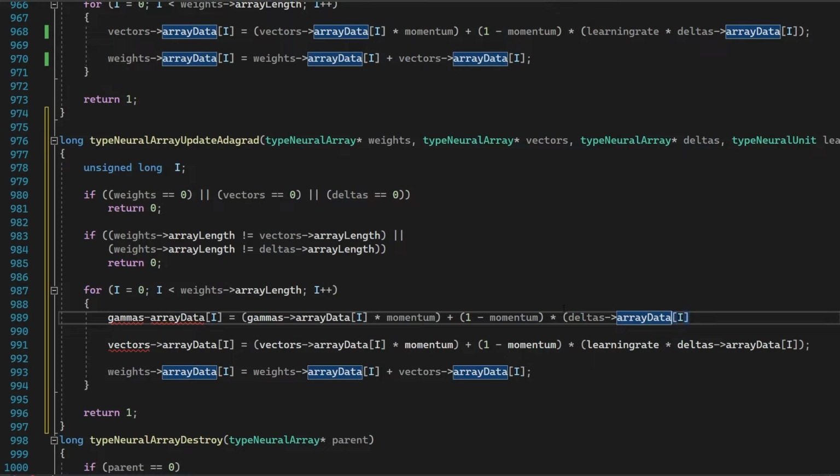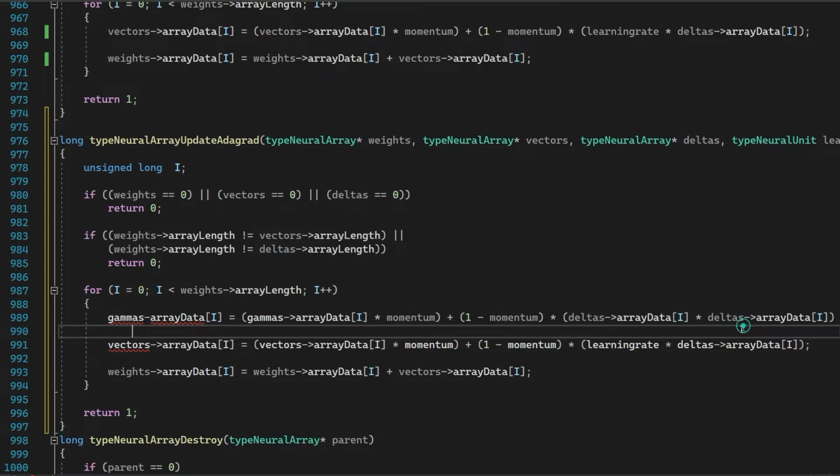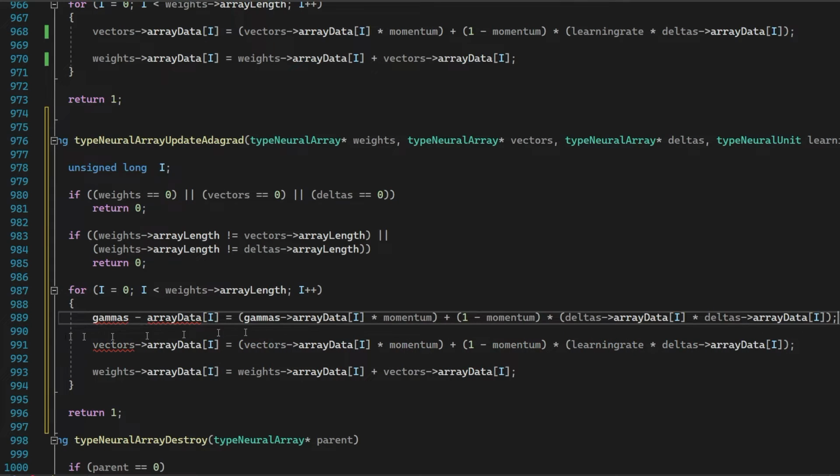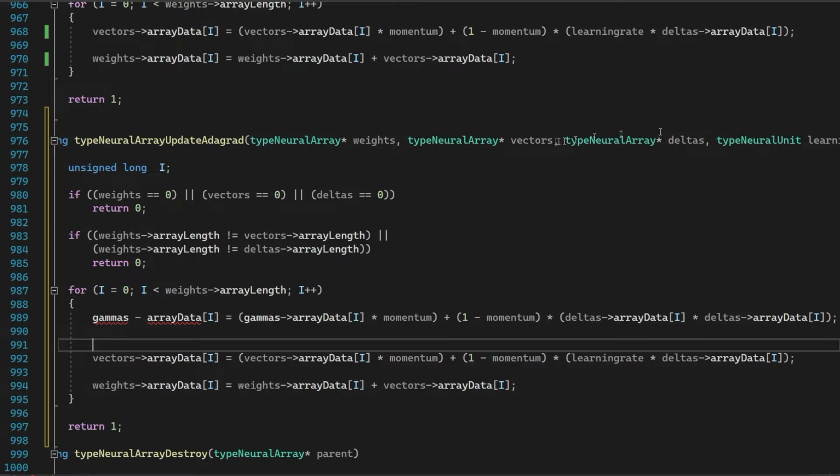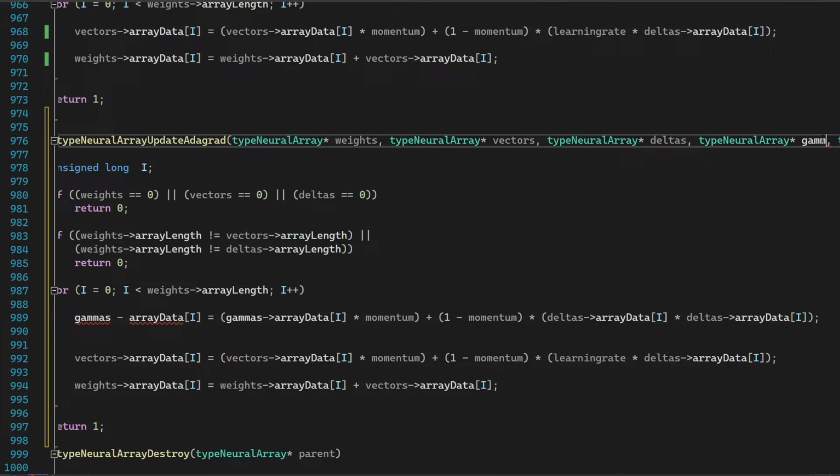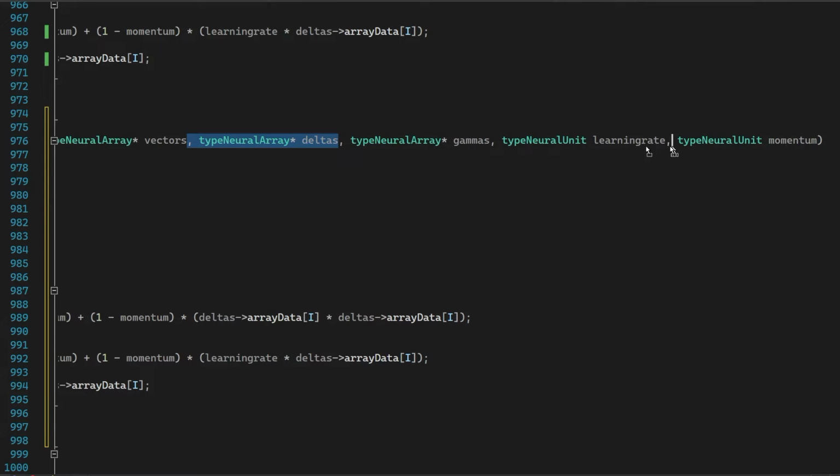Okay, let's see if we can copy it here. Deltas squared. Okay, deltas times deltas. Okay, so that's pretty much here. We have to add an extra value. The extra value here, deltas and gammas. Gammas has to be stored along with vectors. So maybe we should just, should we put it first or second? Yeah, we put it after, because it pretty much has to come first.